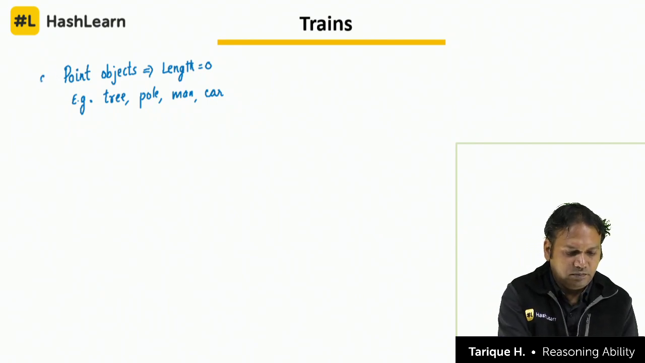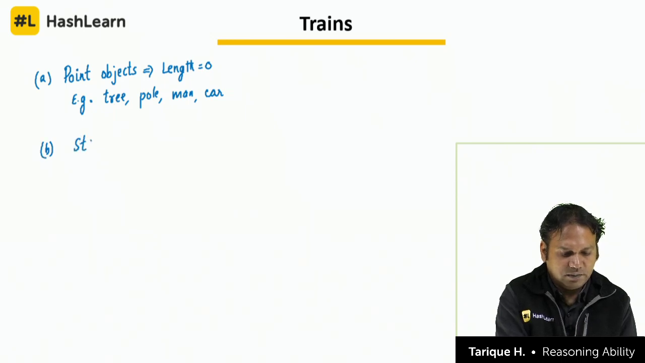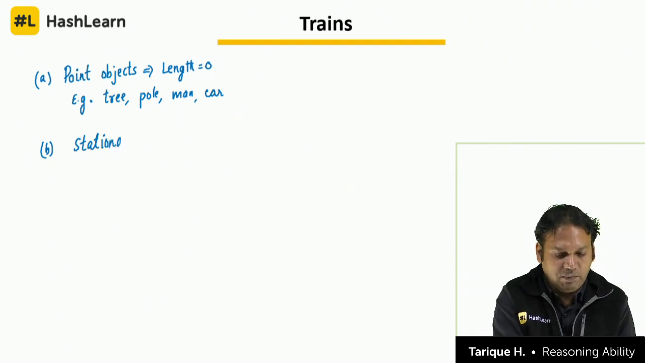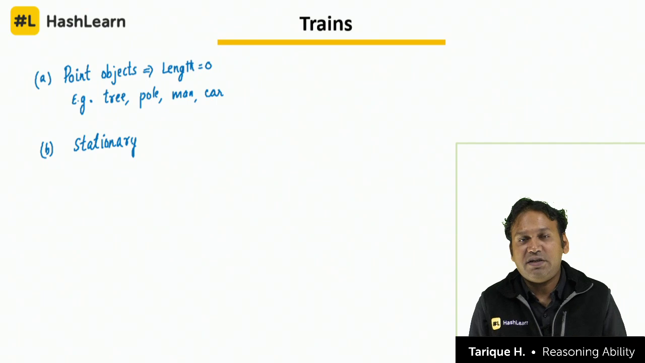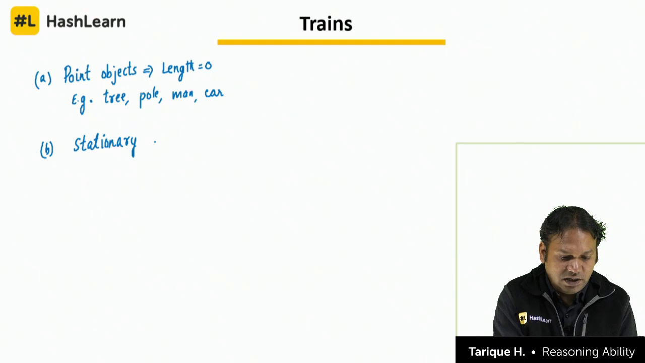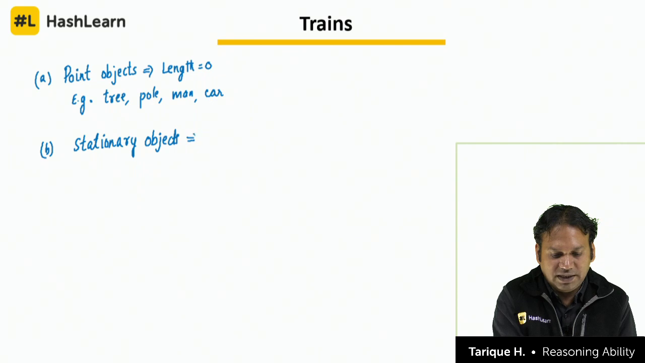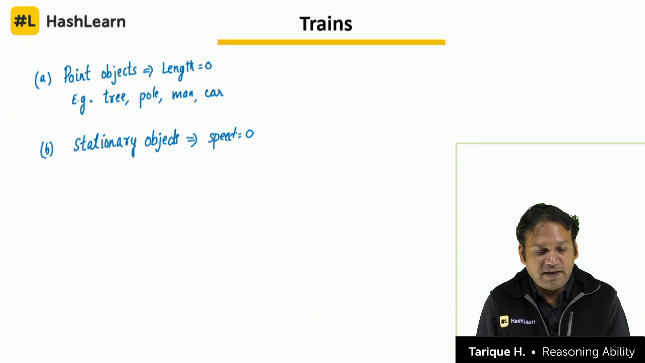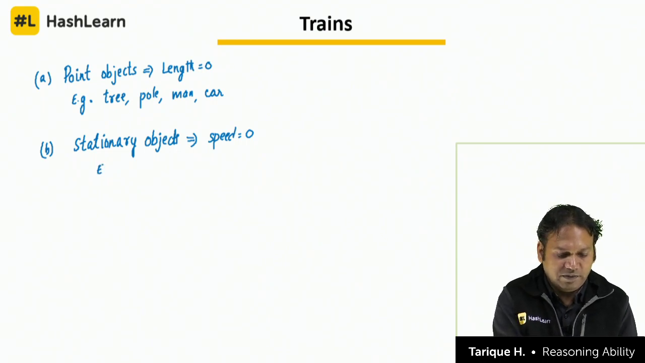Second is that in questions on trains we also have stationary objects. Stationary objects are those objects which are not moving, like a pole is not moving, a railway bridge, tunnel or platform is not moving, but another train could be there that could be moving. So stationary objects are objects having speed 0. Stationary objects have speed 0. Examples: a pole, a tree, a bridge and so on.